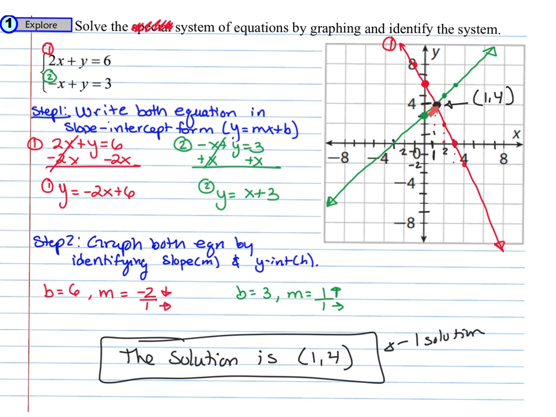That intersection is the one solution for this system of equations. I have to figure out what the numbers are. It intersected at 1 and 4. So 1 for x and 4 for y. That means my solution is (1, 4).